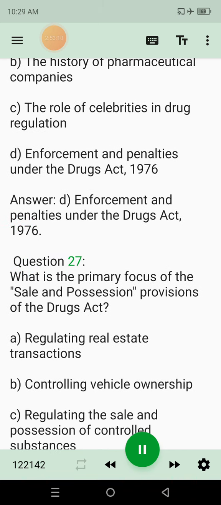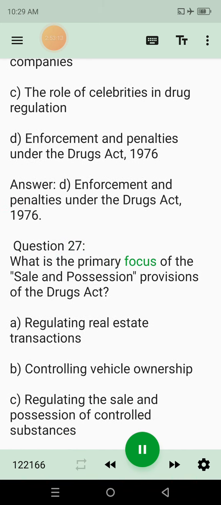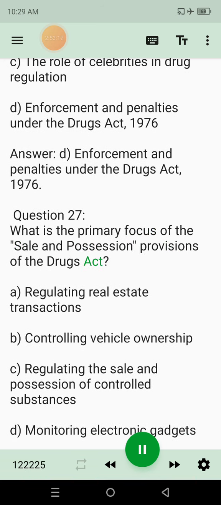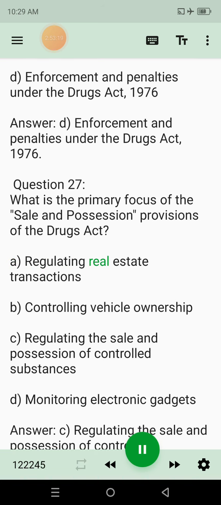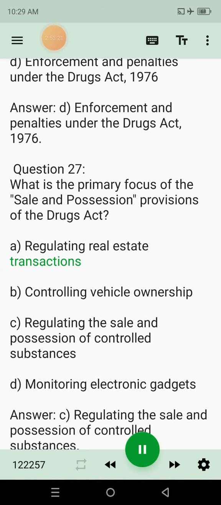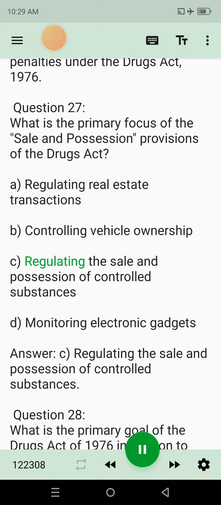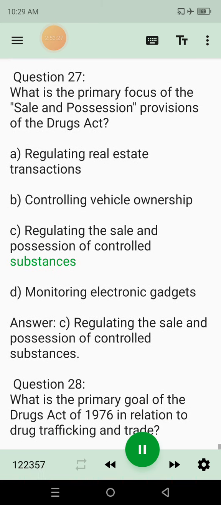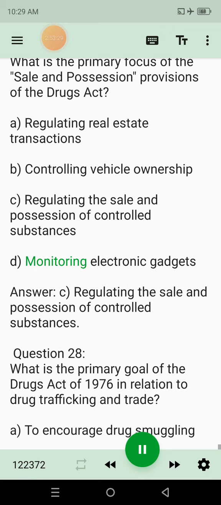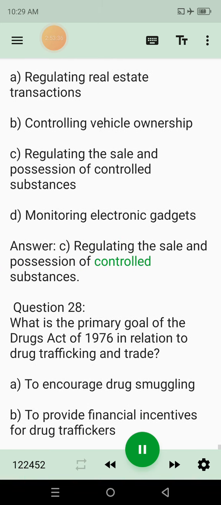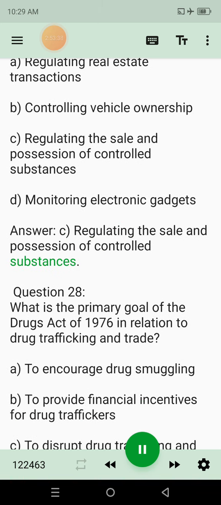Question 27. What is the primary focus of the sale and possession provisions of the Drugs Act? A. Regulating real estate transactions. B. Controlling vehicle ownership. C. Regulating the sale and possession of controlled substances. D. Monitoring electronic gadgets. Answer: C. Regulating the sale and possession of controlled substances.